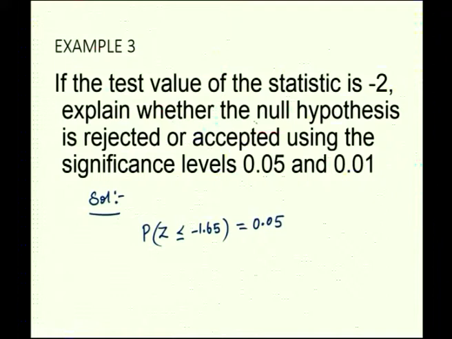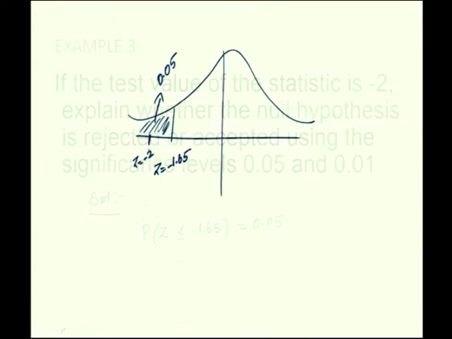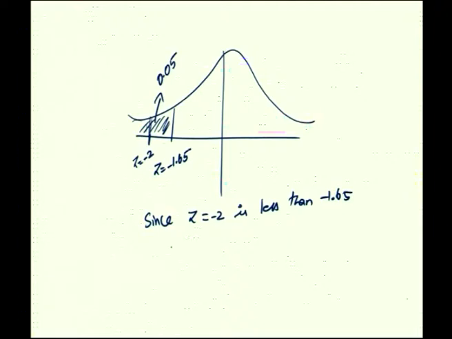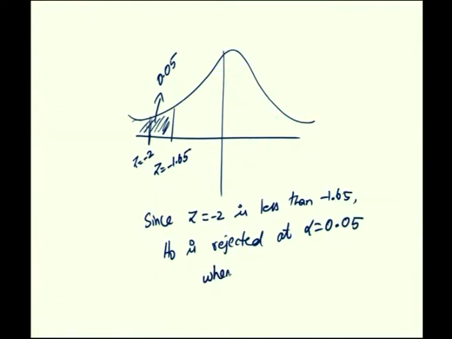You are asked to explain whether the null hypothesis is rejected or accepted. Here -2 lies in the rejection region. Whenever you draw a line corresponding to -2, the shaded area will be this part, and since it lies within the 0.05, this is a rejection region called the critical region. The explanation goes like that: since Z is equal to -2 is less than minus 1.65 and it lies in the critical region, therefore H naught is rejected at alpha equal to 0.05 when the statistic value is Z equal to -2.